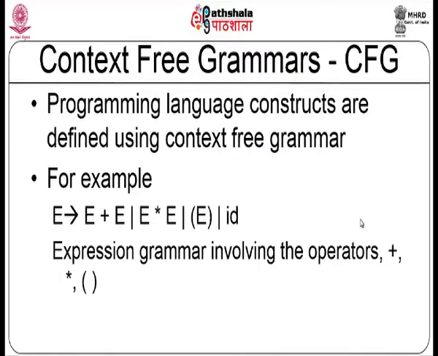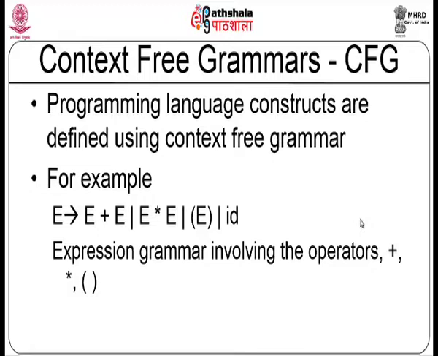Now, before we move on, let us do a quick recap on context free grammar. I have already told you about grammar here. All programming language constructs are defined using context free grammar. For example, E produces, this arrow indicates produces, meaning that the LHS can be replaced with any one of these combinations of symbols.